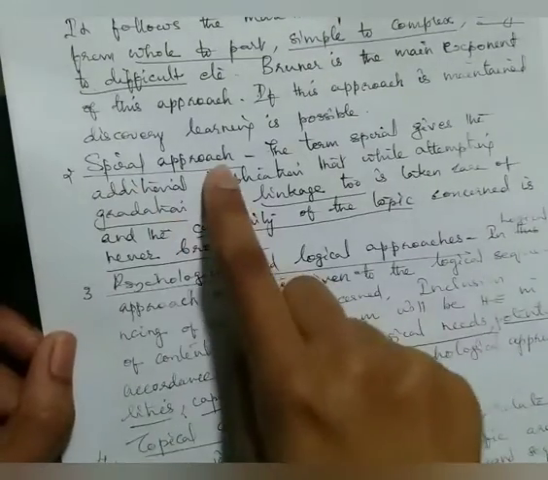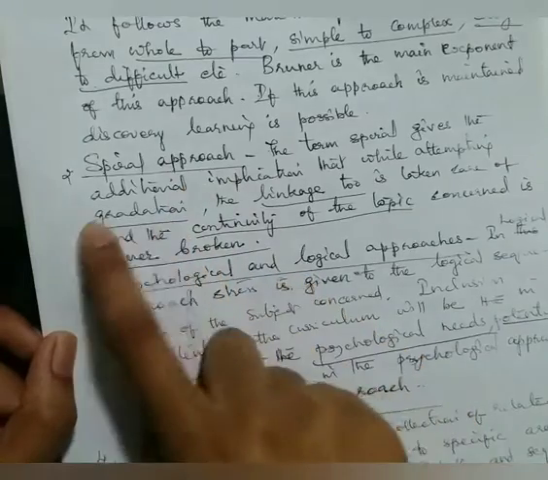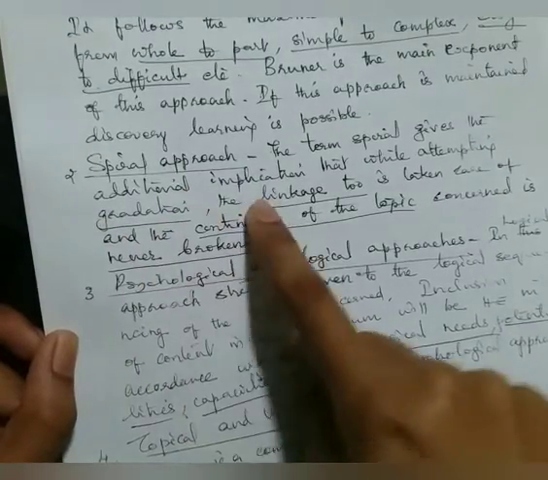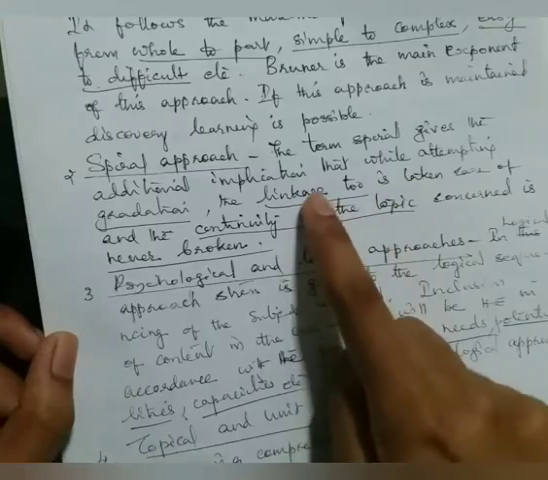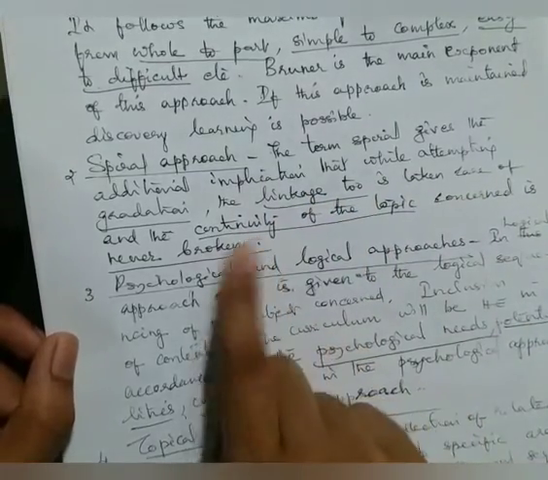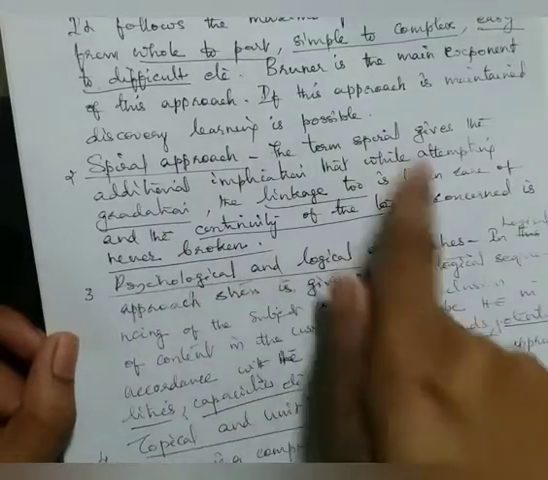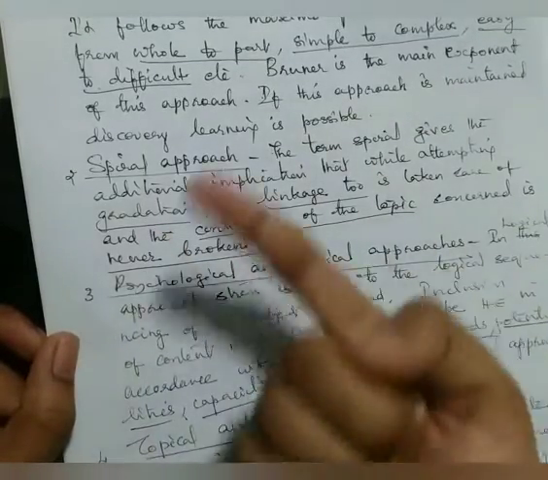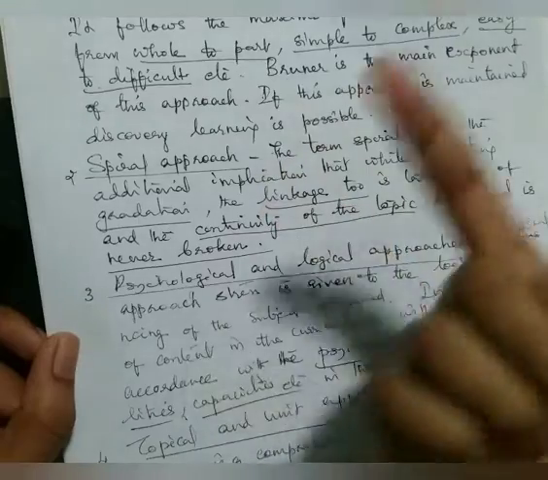Then the next is the spiral approach. That means there should be a gradation. There should be a linkage from the new topic with the prior topic, so that the chain should not be broken. So that's like a spiral. It goes on.